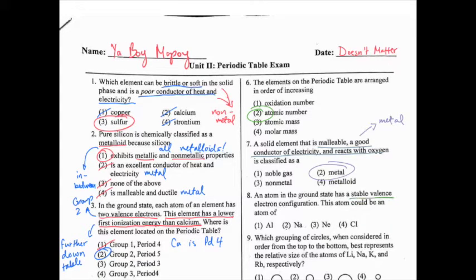There we go. Number 8. An atom in the ground state has a stable electron configuration. This atom could be an atom of what? So, stable, keyword, full octet, full valence shell of 8 electrons. So we're looking for a noble gas in group 18. That can't be aluminum, that can't be sodium, so it has to be neon.